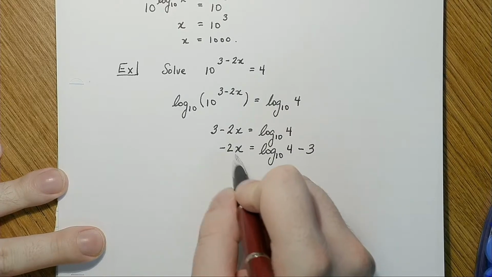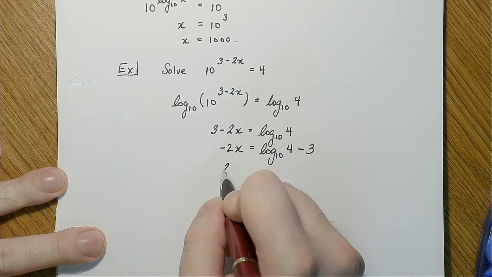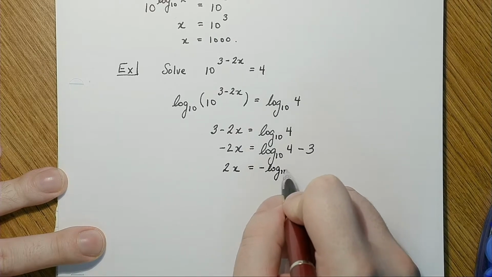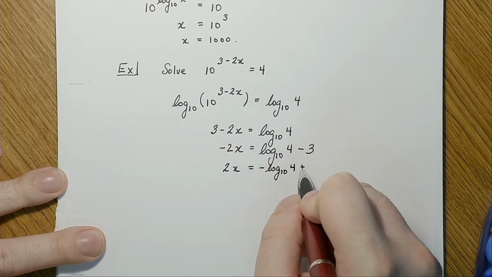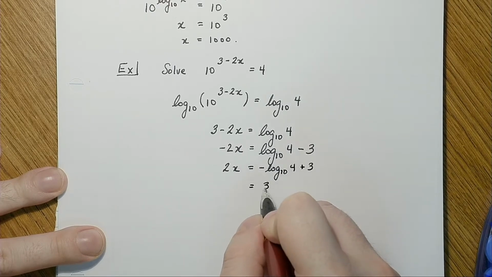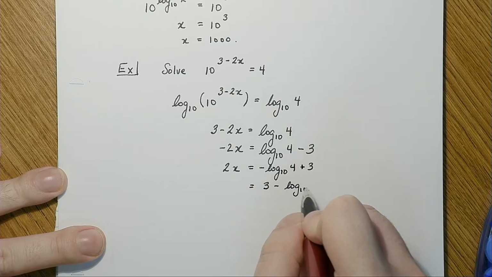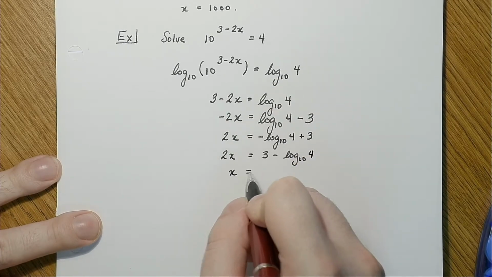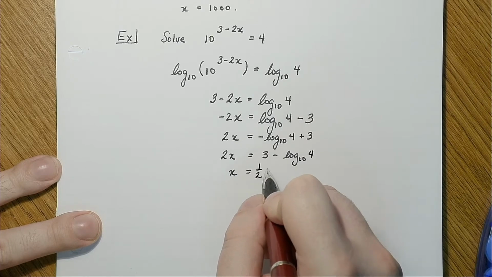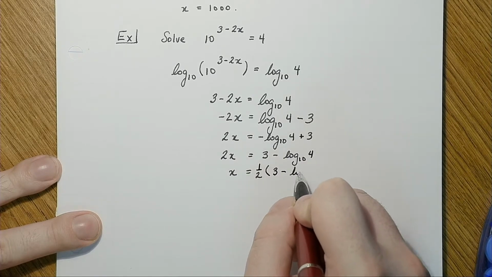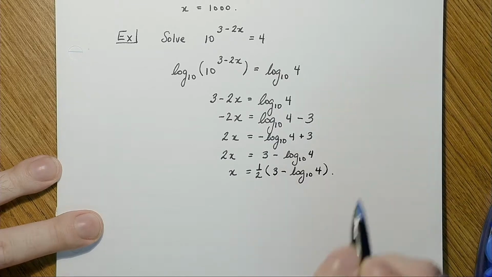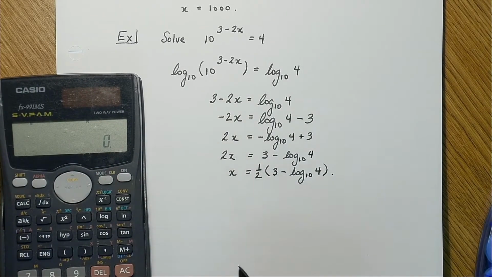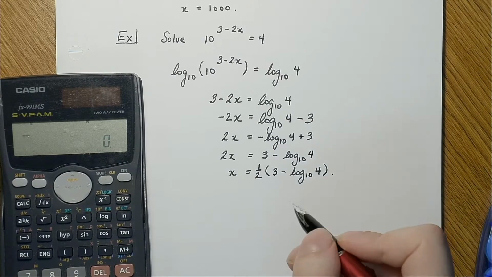And then I'm going to just multiply by minus 1, so that I'll just have 2x equals minus log 10 of 4 plus 3. So I'll have 3 minus log 10 of 4, just like that. And I'll get rid of that 2 by dividing both sides by 2. And so we're done. And so, again, this log base 10 of 4 isn't very easily calculable.